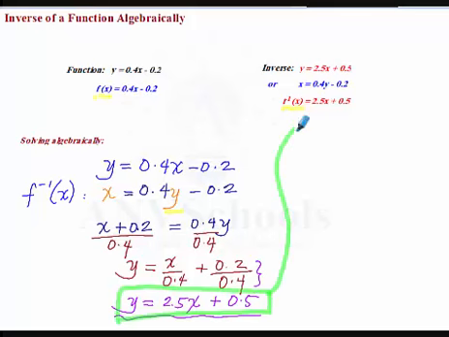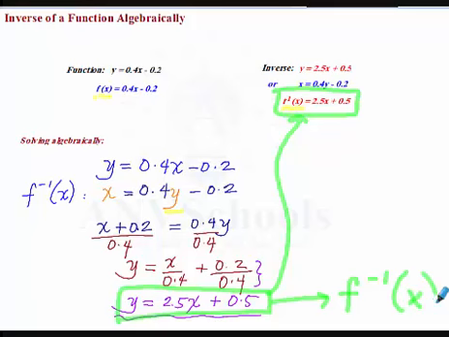So as you can see, this coincides with what we got here. So our f of negative 1 of x is just an inverse of our original function f of x, which is 0.4x minus 0.2. So this discussion ends our explanation for defining the inverse of a function by means of algebra.